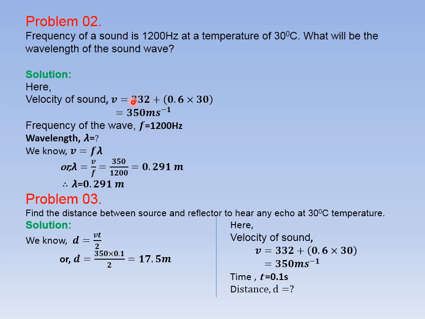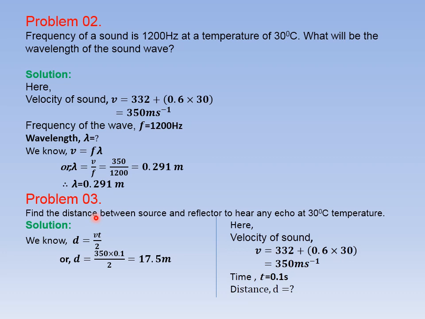So the calculation for 30 degree centigrade temperature will be 332 or 330 plus 0.6 multiplied by 30, and the velocity we got is 350 meter per second. This is the velocity of the sound at 30 degree centigrade temperature, and the frequency as given is 1200 hertz. By using the equation V is equal to F lambda, we can write lambda is equal to V by F, and by putting the values 350 and 1200, we got 0.291 meter. This is the wavelength of the wave.